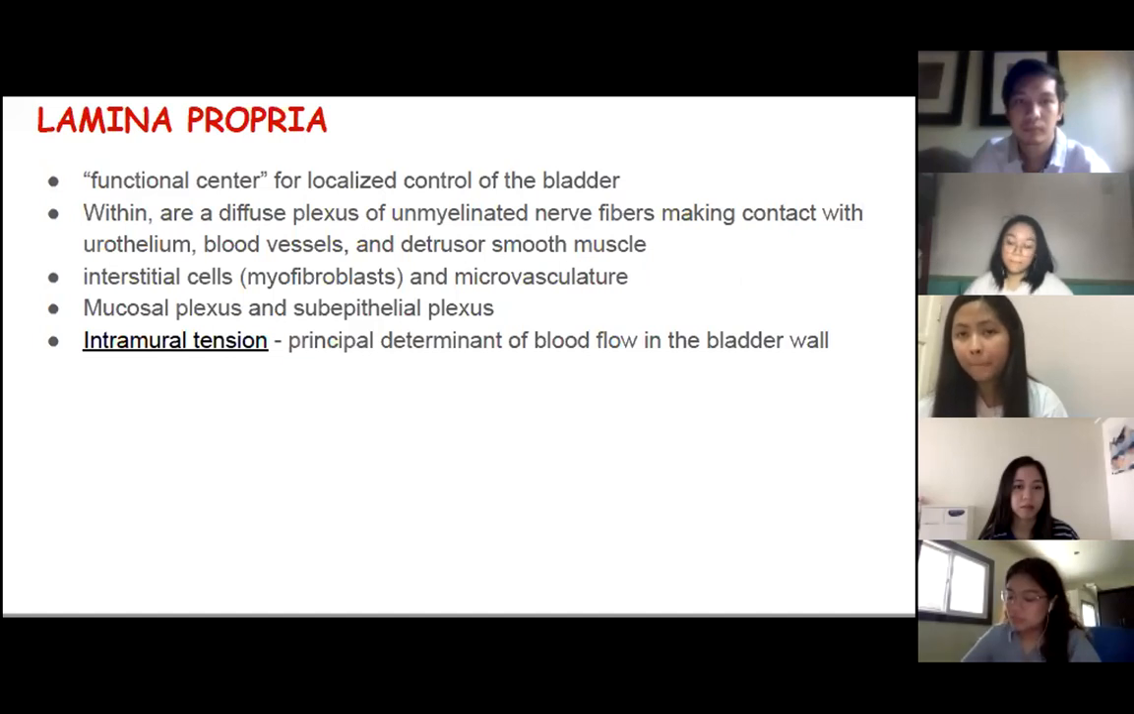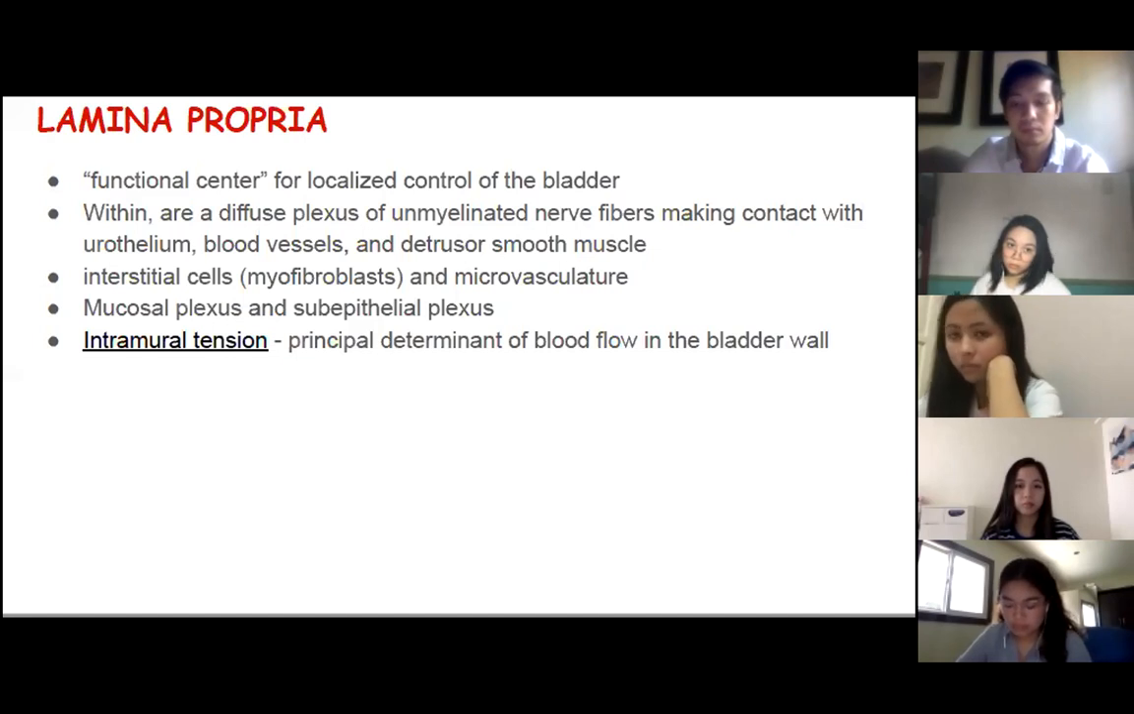The lamina propria is the functional center for localized control of the bladder, coordinating the activities of the urothelium and the detrusor smooth muscle. Within it is a diffuse plexus of unmyelinated nerve fibers making contact with the urothelium, blood vessels, and the detrusor smooth muscle. Aside from the nerve fibers, there are also interstitial cells or myofibroblasts and the microvasculature, which are primed to modulate the physiologic interactions between the urothelium and the detrusor smooth muscle.